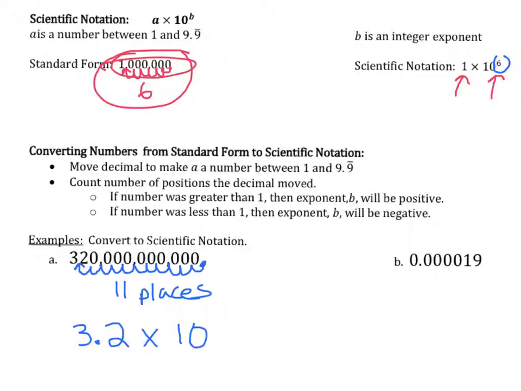times 10. And since this number started out bigger than 1, it's got to be a positive 11. All right, so I get 3.2 times 10 to the positive 11. Let's go to part B here.